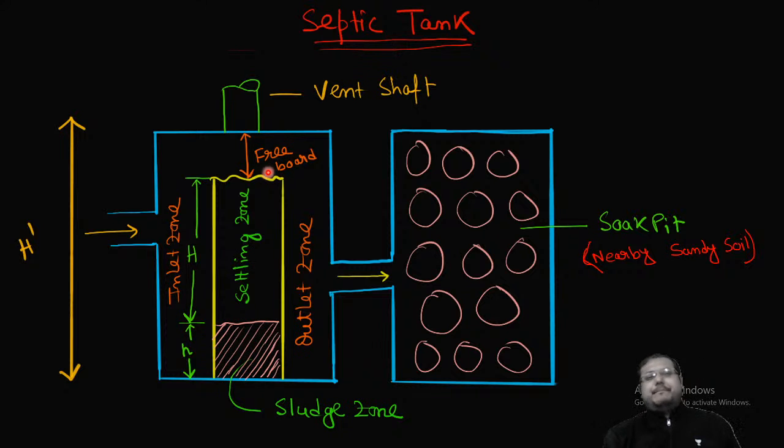So this freeboard will not come in any kind of design consideration। So this H dash is actually the overall depth of the septic tank, whereas this overall depth is the summation of the settling zone depth, sludge zone depth, and freeboard. Settling zone depth, sludge zone depth, and freeboard.